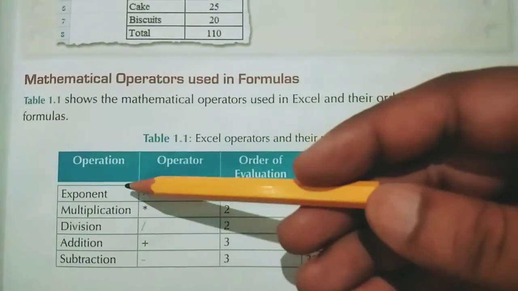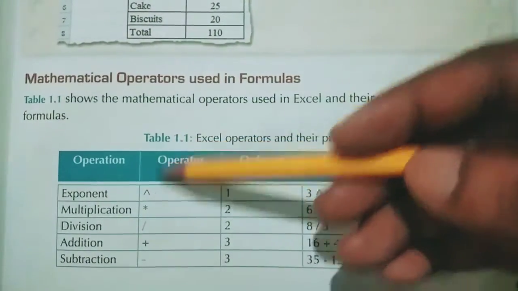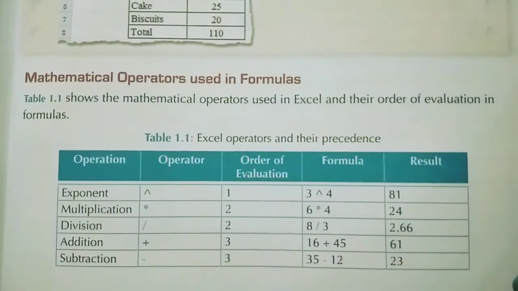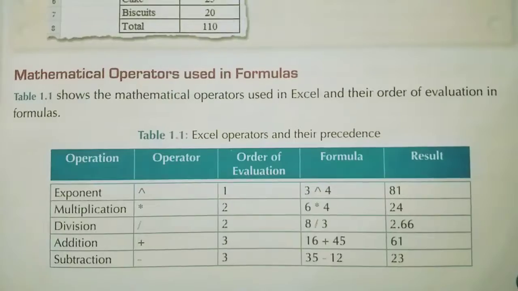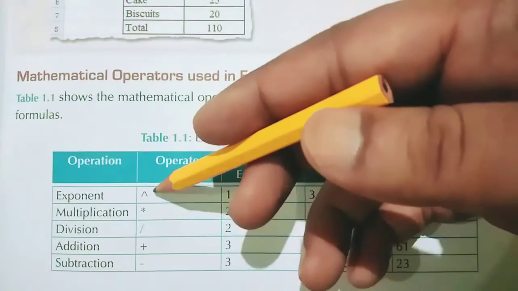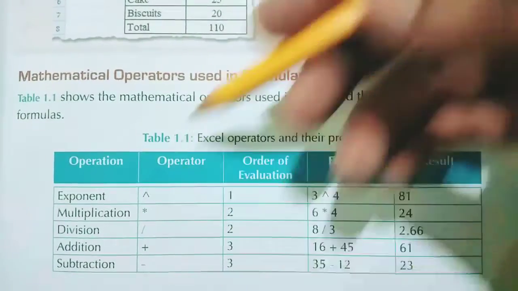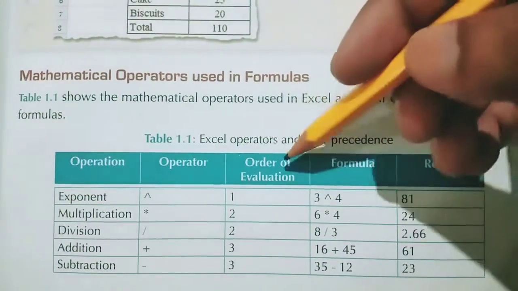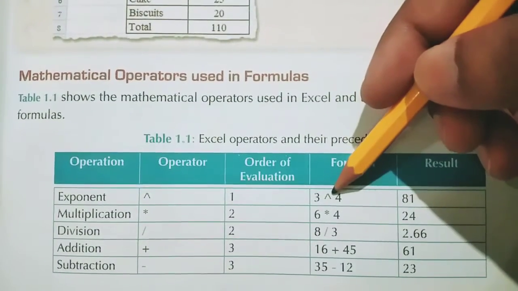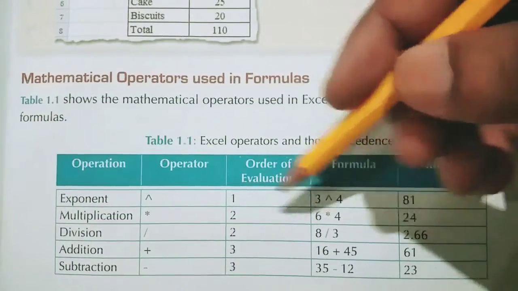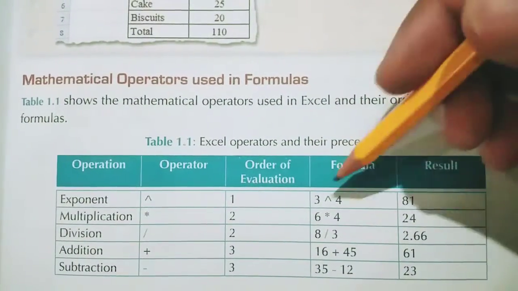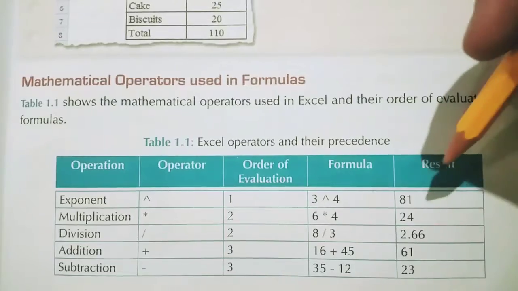So first operation is exponent. Exponent means the power. Okay. So you have done in maths that power is any number over other number. Okay. Exponent, the operator symbol is like this. Order of evaluation is 1. This operator sign, which operator? Exponent operator. 3 to the power 4. Okay. So when you calculate 3 to the power 4, the result is coming 81.